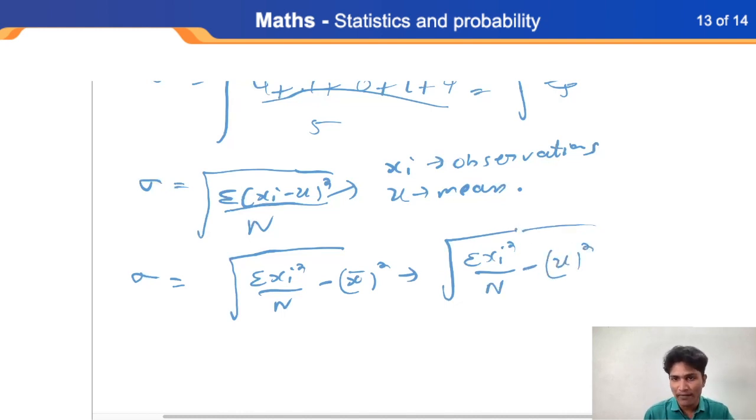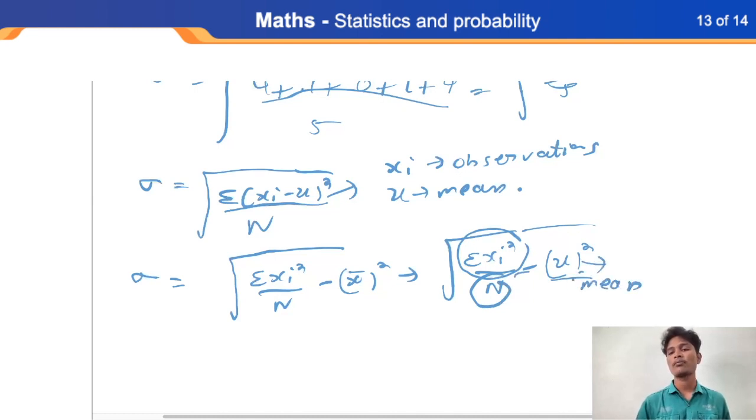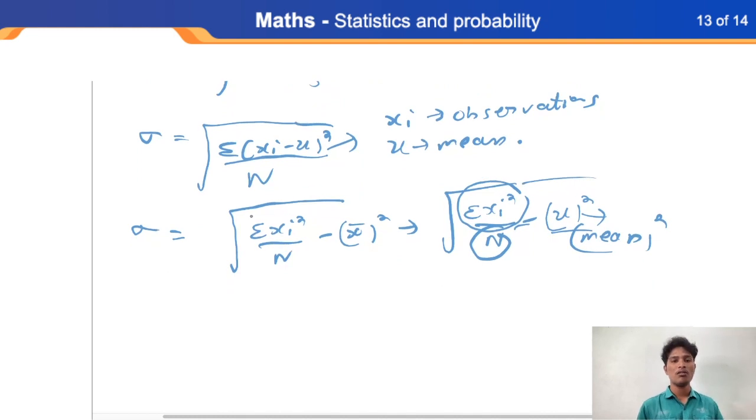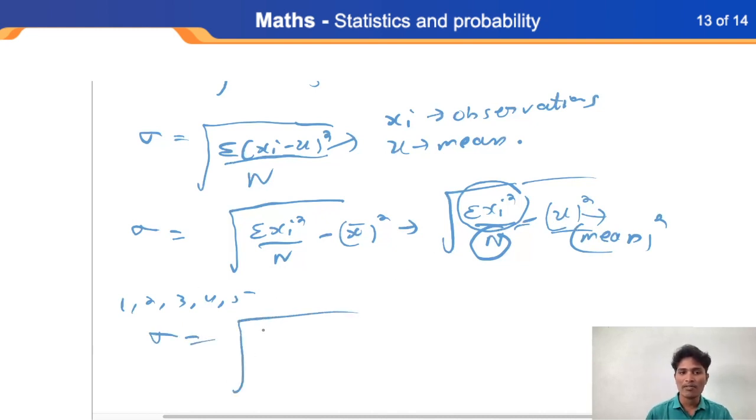If you observe very carefully, what is sigma xi square? That is the summation of the square of every observation, divided by the number of observations, and minus nu square is nothing but the mean square. This is the formula. So 1, 2, 3, 4, 5 are the observations given. I can directly calculate sigma using this formula: root of 1 plus 2 square plus 3 square plus 4 square plus 5 square, divided by 5, minus nu square. Nu is 3 square, you already know.